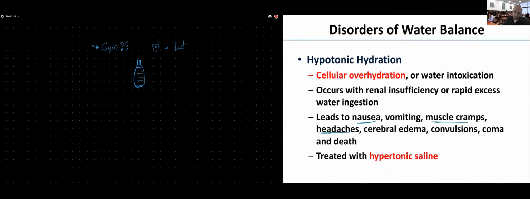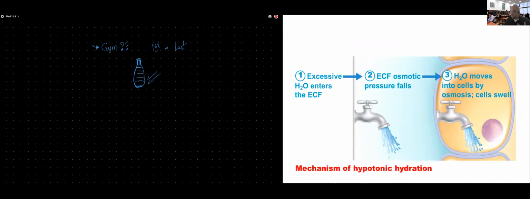So why does this happen? Why would I have nausea? Why would I have vomiting? I will have muscle cramps? Why would I develop headaches? What did I do wrong? The problem here is that I ingested lots of pure water, just pure water. So I keep adding water to my extracellular fluid compartment.